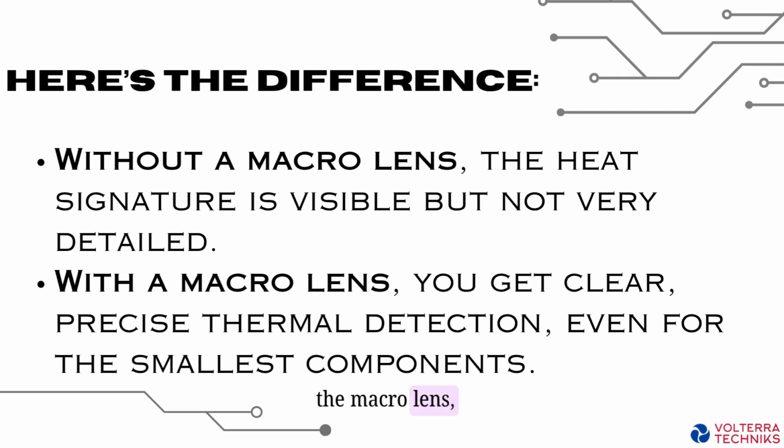By attaching the macro lens, we can focus much closer and capture finer thermal details. Here's the difference. Without a macro lens, the heat signature is visible but not very detailed. With a macro lens, you get clear, precise thermal detection, even for the smallest components. And just like that, you get a sharper, more precise view, making it much easier to isolate even the smallest faulty component.